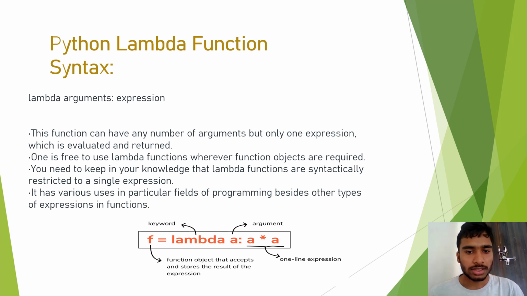It is expressed as shown in this image. The Python lambda function is expressed here: f = lambda a: a * a. The f is a function object that accepts and stores the result of the expression. lambda is the keyword, a over here is the argument, and a * a is a one-line expression. The expression in a lambda function is written in one line.